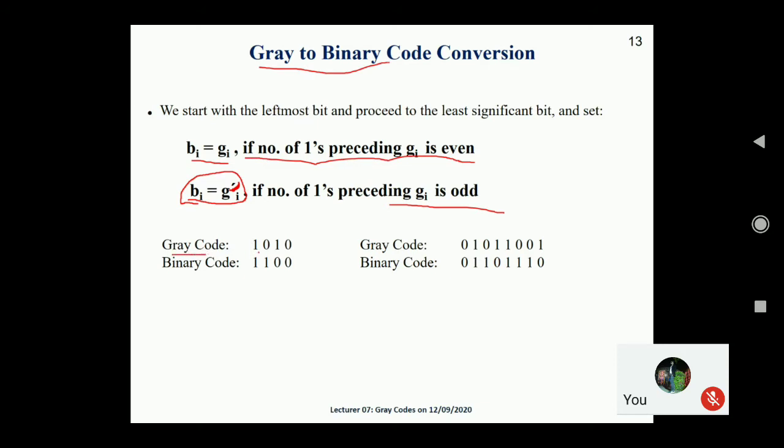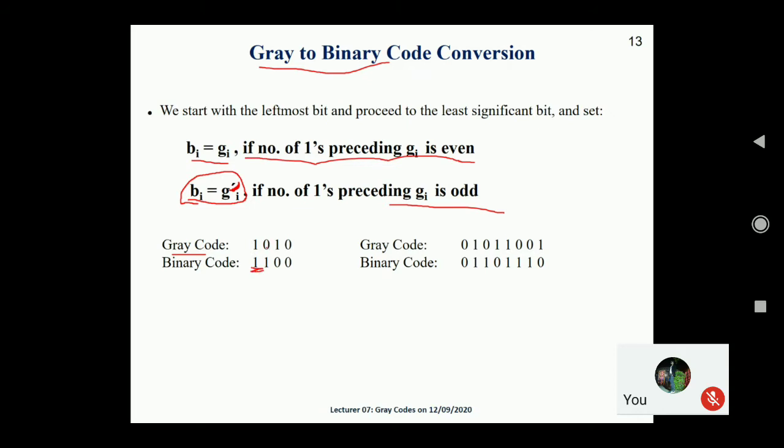Suppose the gray code is 1010. Now we are interested in converting this gray code to the binary code. Then what will we do? See here, the first bit is 1. There are no other bits before it, so we don't know whether it is even or odd, so by default we consider it even. So BI equals GI. GI is 1, so here also it is 1.